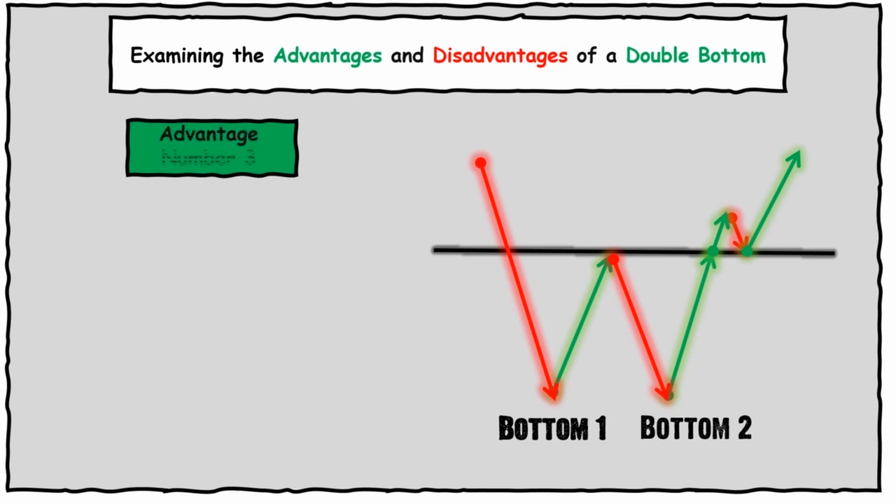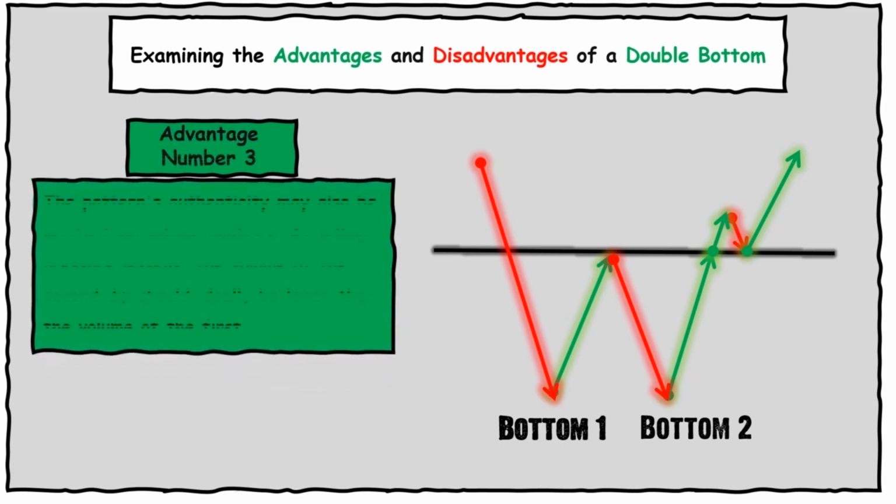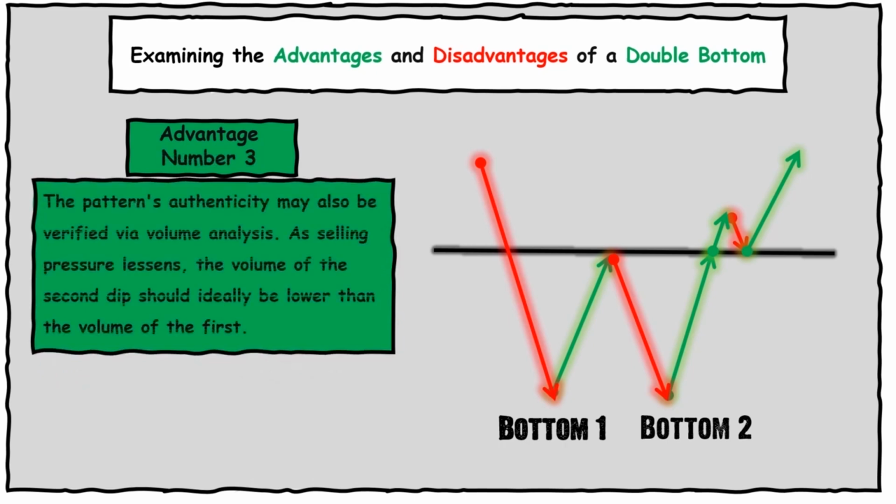Advantage number 3. The pattern's authenticity may also be verified via volume analysis. As selling pressure lessens, the volume of the second dip should ideally be lower than the volume of the first.